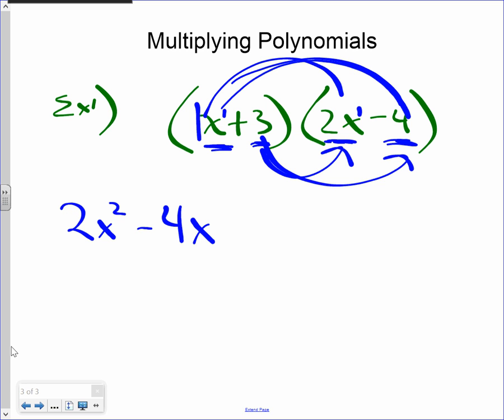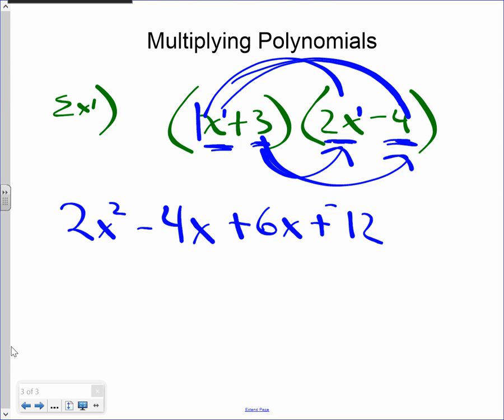3 times a 2x, that becomes a 6x. And then 3 times a negative 4, that becomes a negative 12, right? Or plus negative 12 means the same thing. We have this nasty long polynomial expression. It's bad manners to leave it that way. We have to simplify it, in other words.